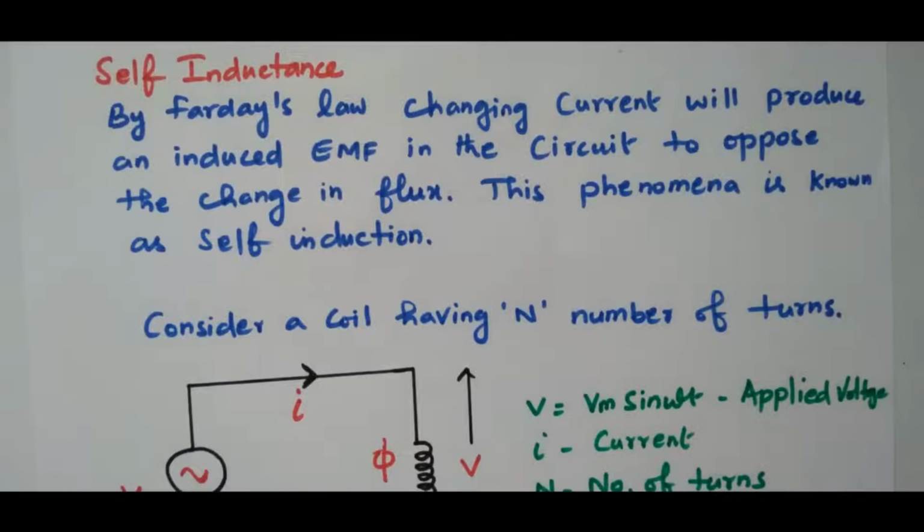Welcome viewers. In this video we'll see the derivation of self-inductance, mutual inductance, coefficient of coupling followed by the problem. First we'll see the self-inductance. The self-inductance refers to having only one coil. Mutual inductance means having two coils.